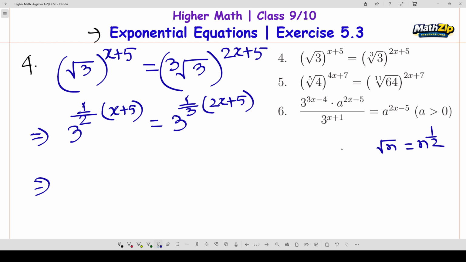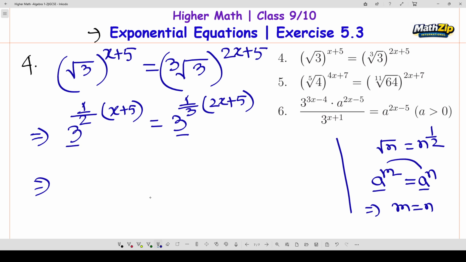We know once bases are the same, a to the power m equals a to the power n, we can write m equals n, because once bases are the same, the powers will be equal. So in this case, 3 and 3 bases are the same, so we can write 1 by 2 times x plus 5 equals 1 by 3 times 2x plus 5, that is, x plus 5 by 2 equals 2x plus 5 by 3.